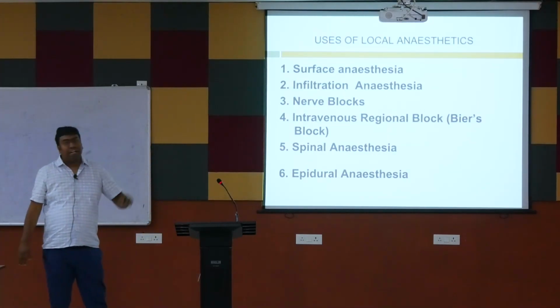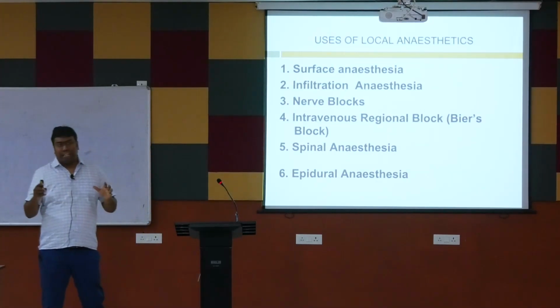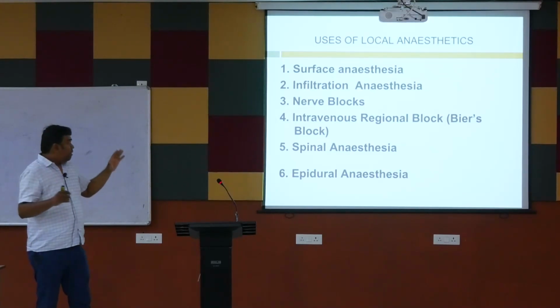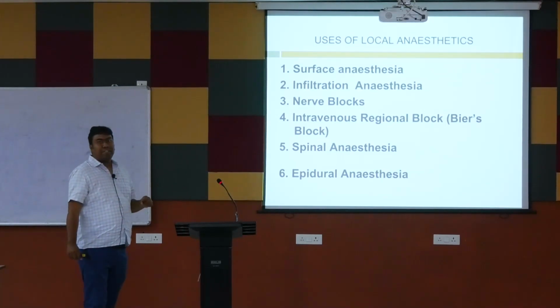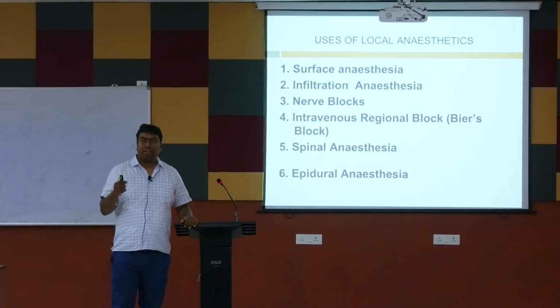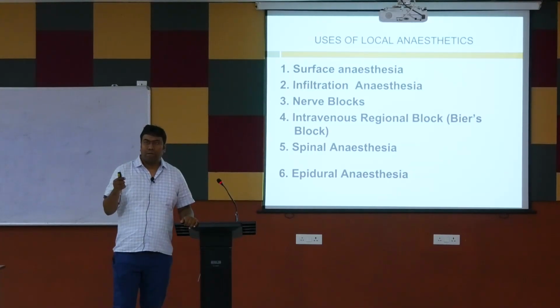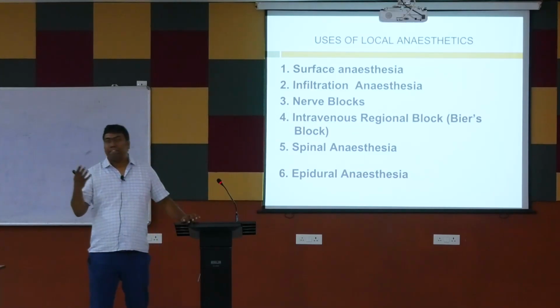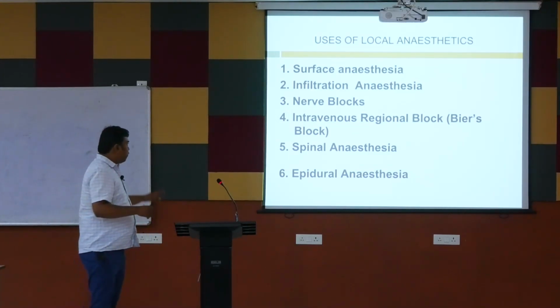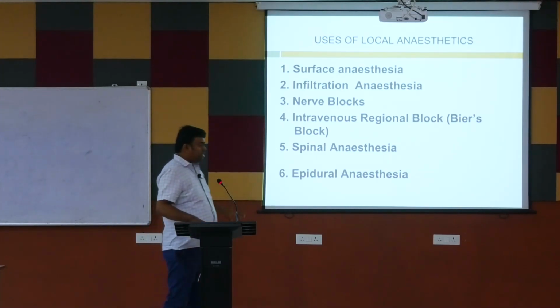So what are the different types of local anesthetic use? Surface anesthesia means spray or ointment. Even Nuken gel, which you use in gastritis, also causes surface anesthesia of the surface of the skin and mucous membrane. Followed by infiltration anesthesia.